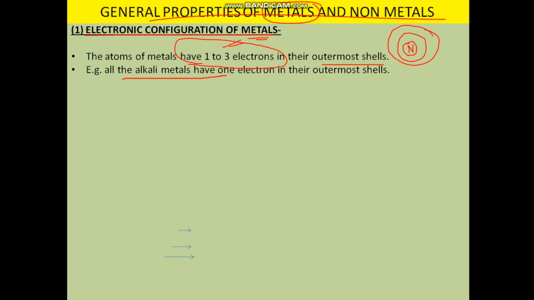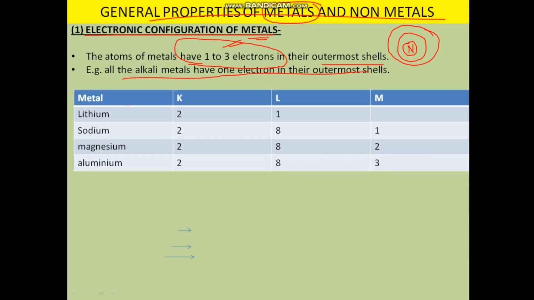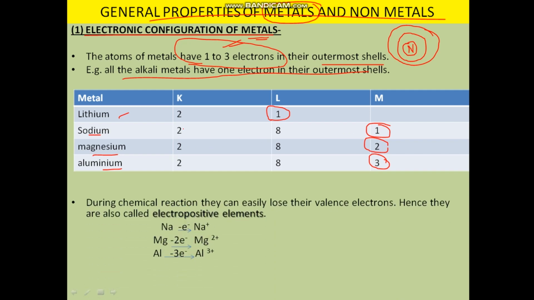All the alkali metals have 1 electron in their outermost shell. Here you can see lithium, outermost electron is 1. Sodium, outermost electron is 1. Magnesium, outermost electron 2. Aluminium, outermost electron 3. So, like this, metals contain 1 to 3 electrons in their outermost shell.